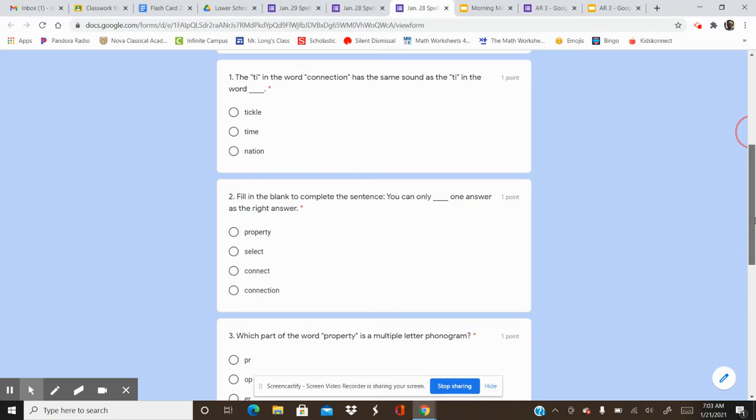Question number one. The TI in the word connection has the same sound as the TI in the word blank. So which of these words has the same sound as TI in connection? Your options are tickle, time, nation.